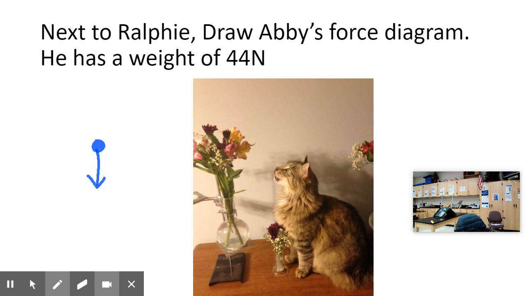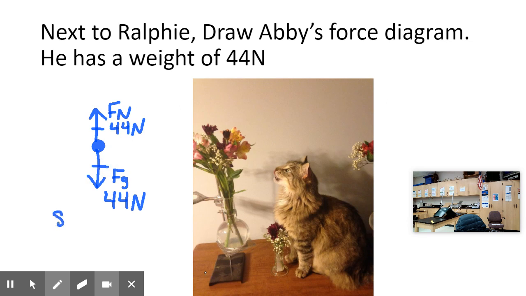What is that vector going to be labeled as? What do you think? 44 newtons. And what kind of force is it? Gravity, yeah. And then what's going to go up? Todd, what do you think is going up? Yeah. And that is also 44. Those are equal and opposite.